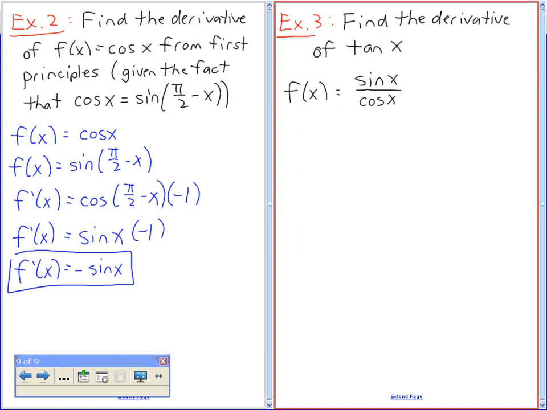If you say to yourself, I hate the quotient rule, we're glad that unit is over. Too bad, because it's coming back again. Okay, so let's do this as a class. u equals what? Sine x. u prime is equal to cos x. Good. v is equal to cos x. v prime is equal to negative sine x.